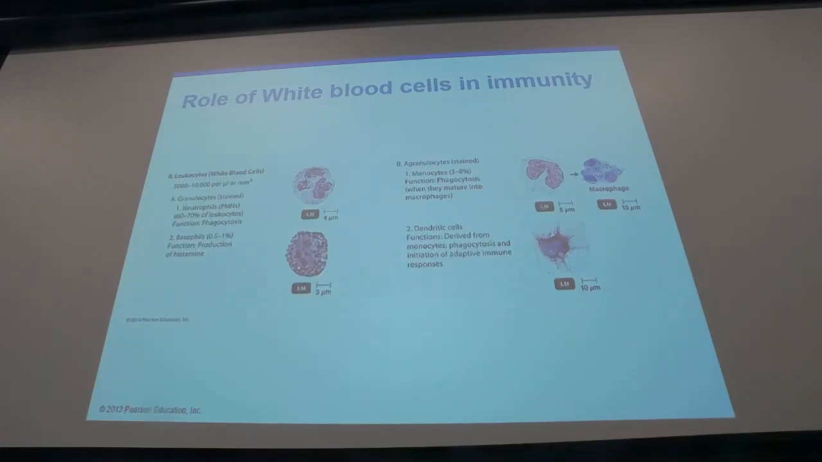And then the least abundant type of white blood cell are the basophils. So these basophils make between 0.5 to 1%. Typically it's less than 1%.